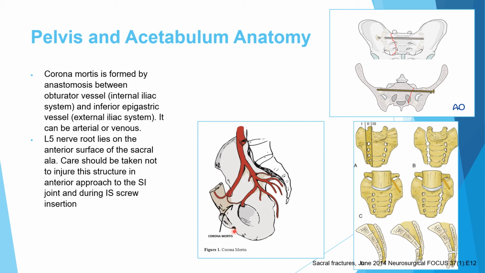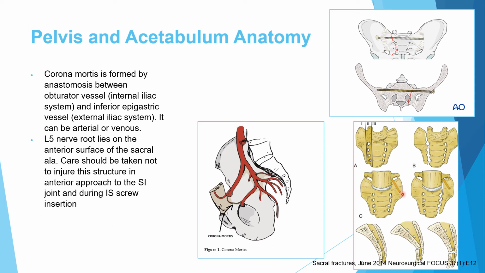In approaches that use the inner part of the pelvis, like fixation of the symphysis pubis by Pfannenstiel incision, or the Stoppa, which is the anterior intrapelvic approach, care should be taken to ligate the corona mortis before extending more posteriorly to avoid injury of these vessels. Another important structure in the pelvis is the L5 root, which you can see here.